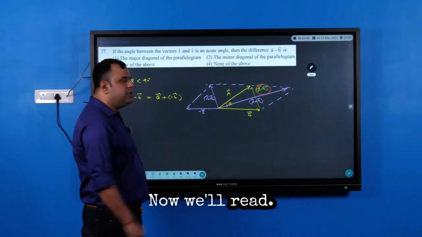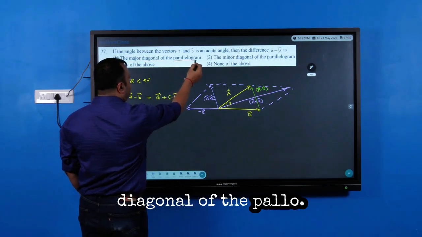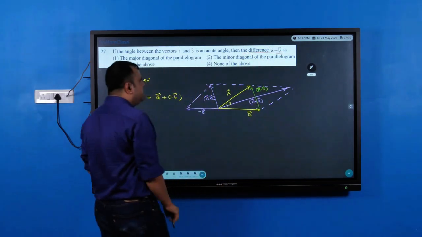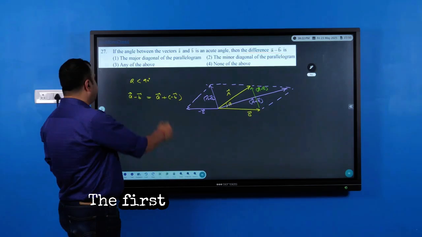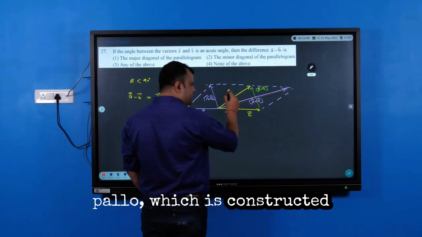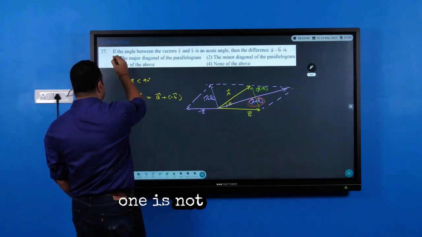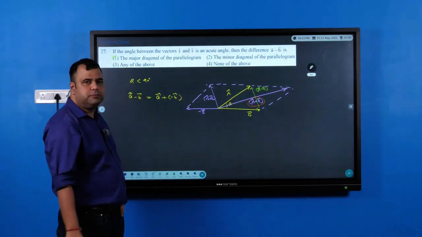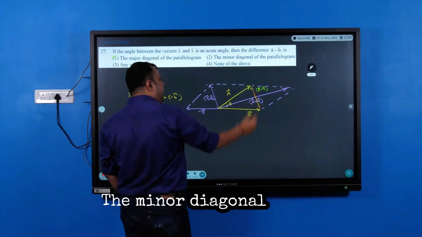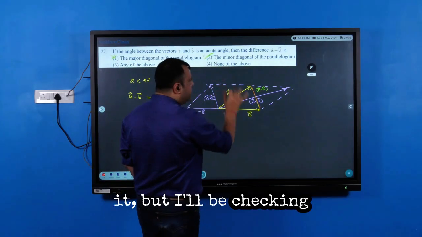Now we'll read the options. The first option is the major diagonal of the parallelogram. No. The major diagonal of the parallelogram, which is constructed with A and B, is A plus B. It's not A minus B. So the first one is not the answer. Second, the minor diagonal of the parallelogram. Yes, the minor diagonal of the parallelogram represents A minus B. So I'll mark it, but I'll be checking the other options as well.